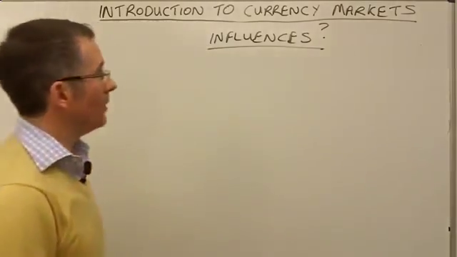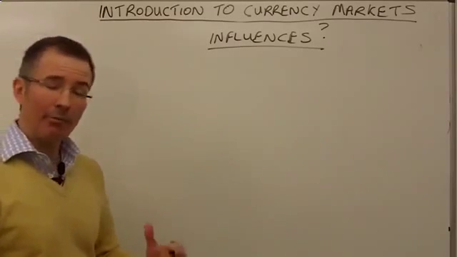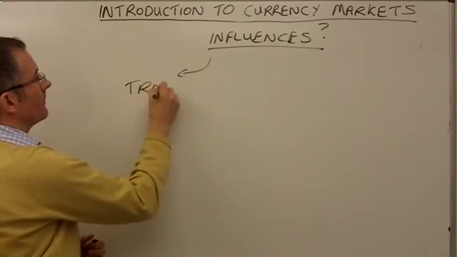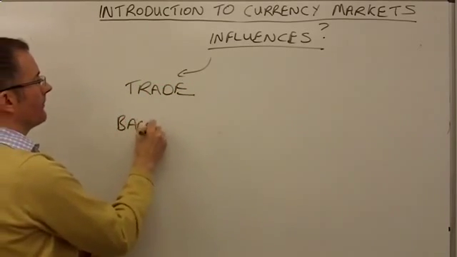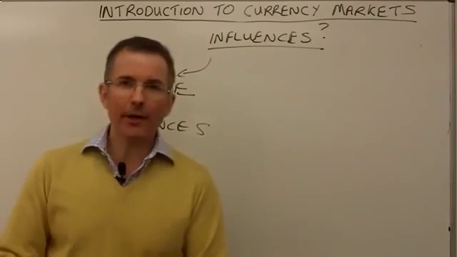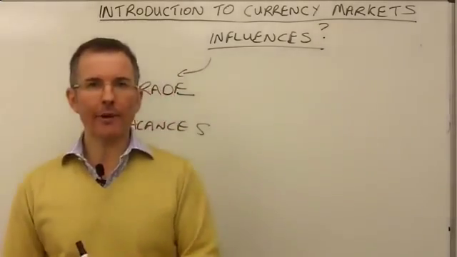Now, the answer is complicated. You can write an economics degree on this stuff, but there are some key influences. We can break it down. Number one, trade. Or you could even say trade balances. Okay, countries trade with each other, and they build up trade surpluses or deficits.